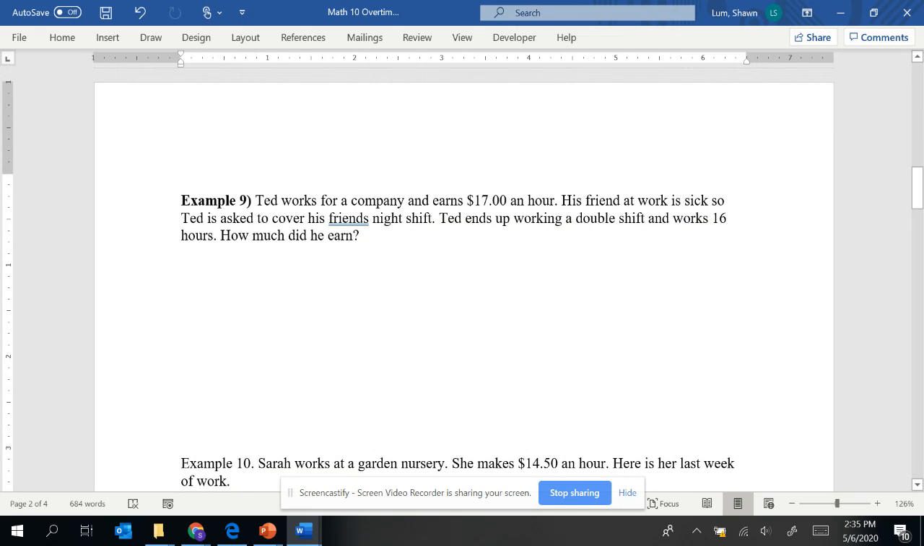Ted works for a company and earns $17 an hour. His friend at work is sick, so Ted is asked to cover his friend's night shift. Ted ends up working a double shift and works 16 hours. How much did he earn? So the first 8 hours that he works is going to be regular. So 8 hours times $17 an hour, and that's going to equal some number.